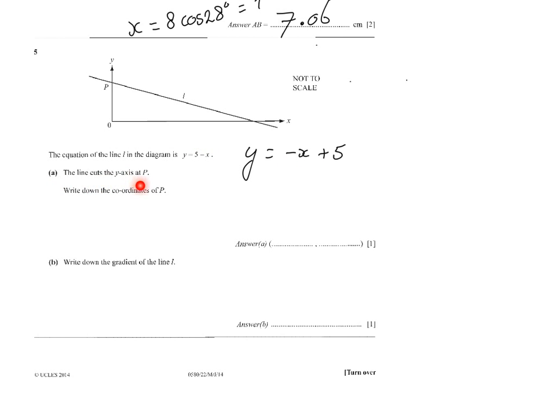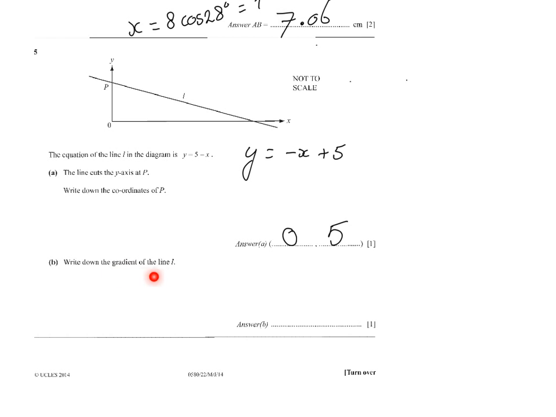The line cuts the y-axis at P over there. Yeah, that's my y-intercept. Write down the coordinates of P. Okay, now my x-coordinate is 0. There you go. And my y-coordinate, I can look at my equation. The y-coordinate is 5. Gradient intercept form. That's the y-intercept, 0, 5. For 1 point, doesn't mean it's an easy question. It means there's not a lot of work involved.